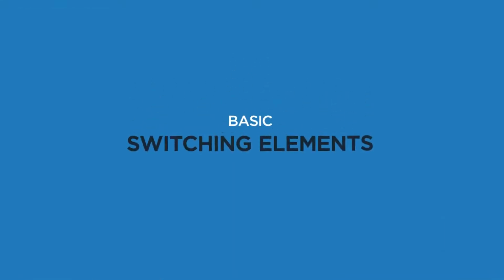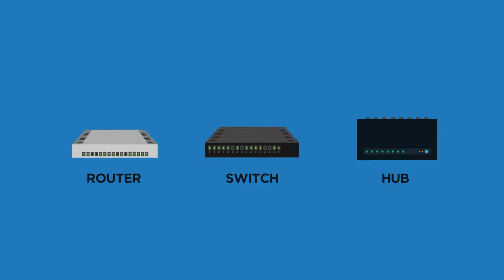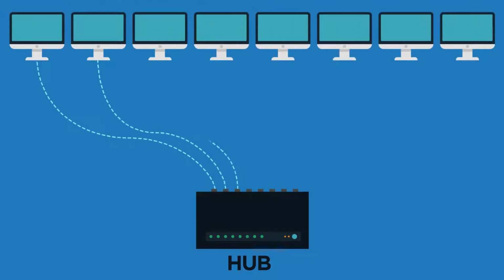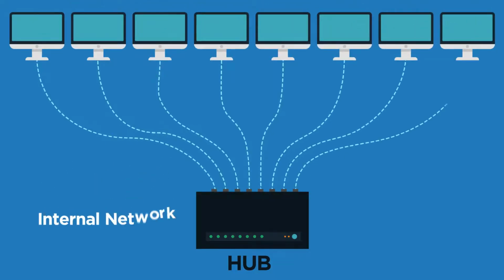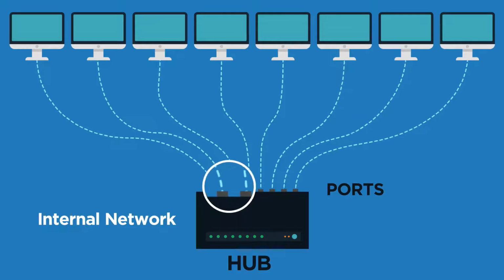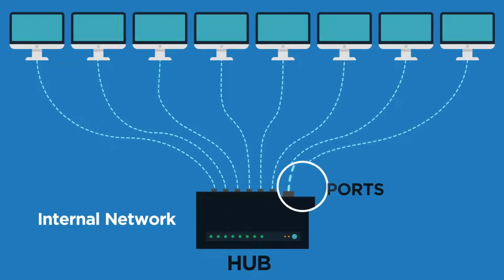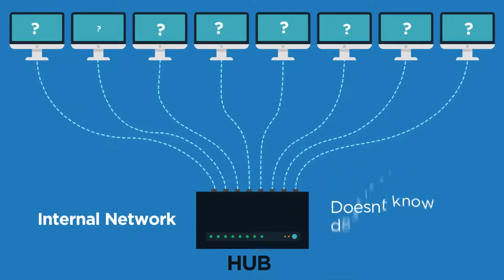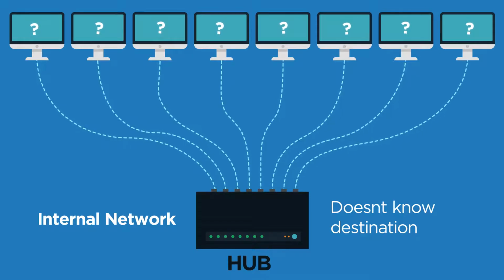Let's see some basic switching elements of computer networks. Hub, switch, and router are the basic switching elements. A hub is a simple networking device which connects all network devices on an internal network. It has multiple ports that accept connections from the devices. A hub doesn't know the exact location of the destination device to which the data must be sent.